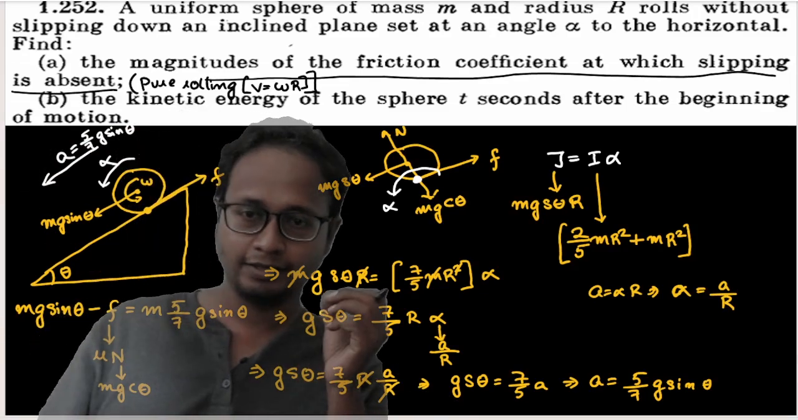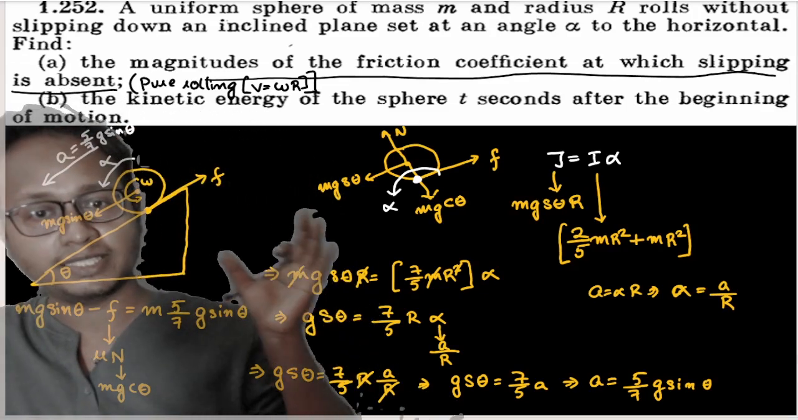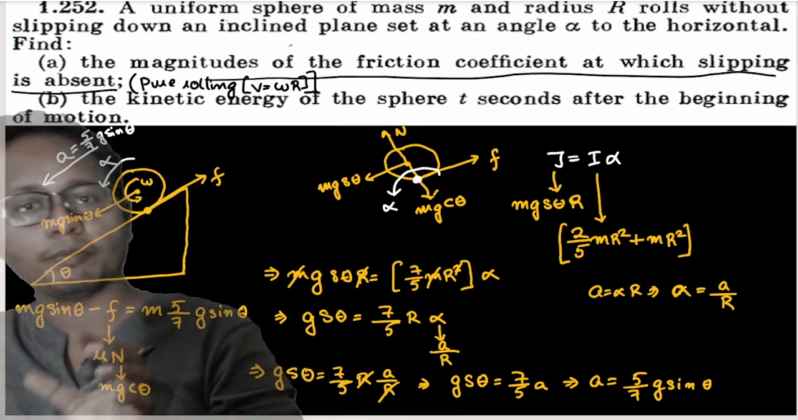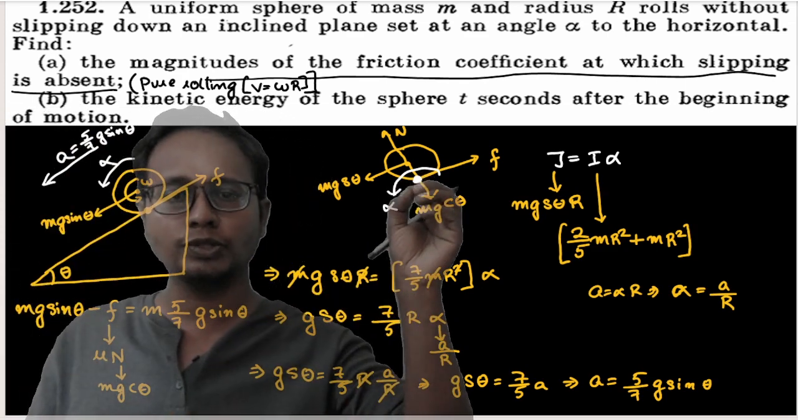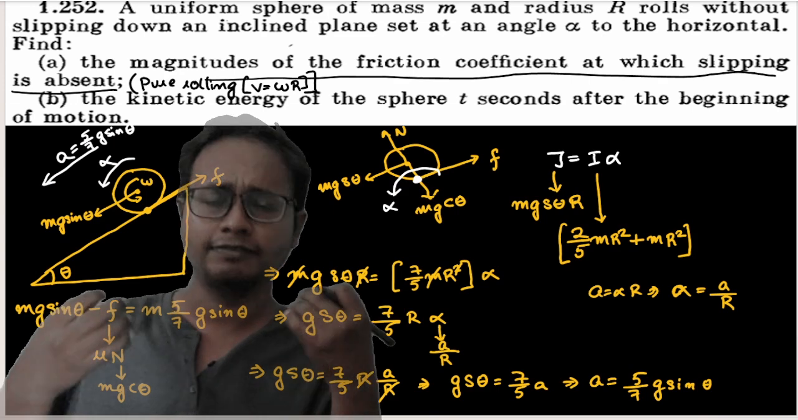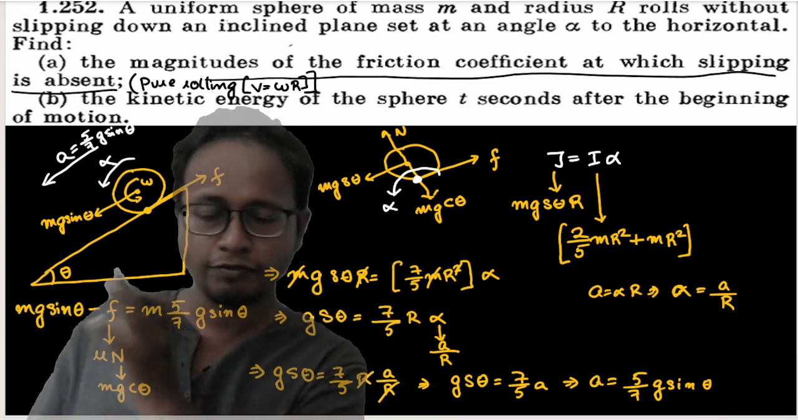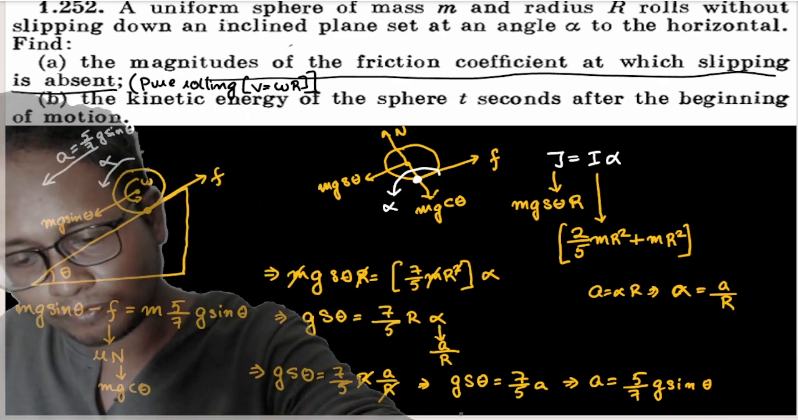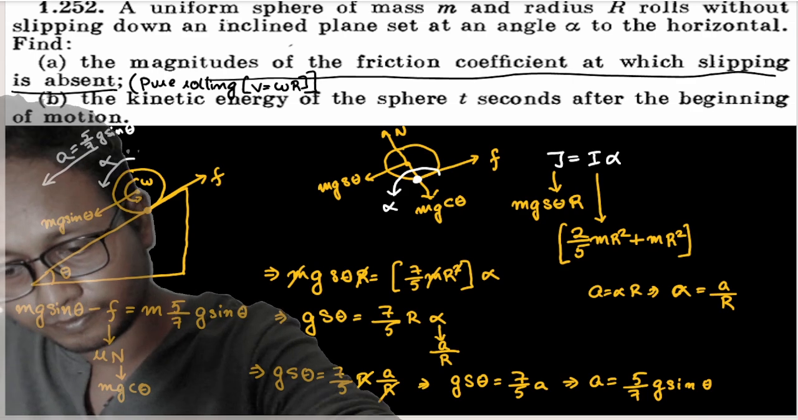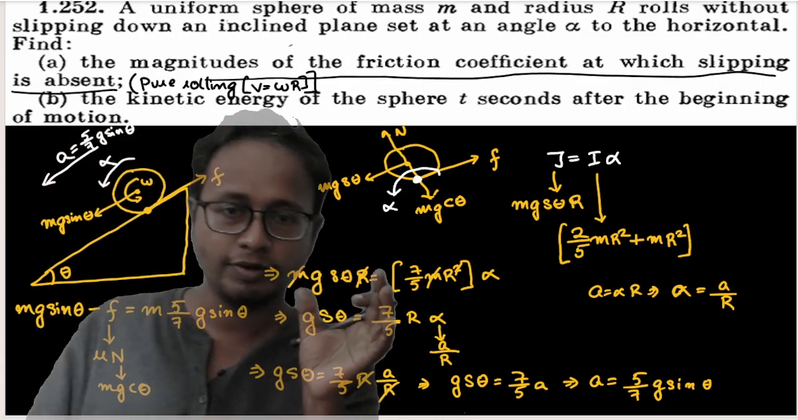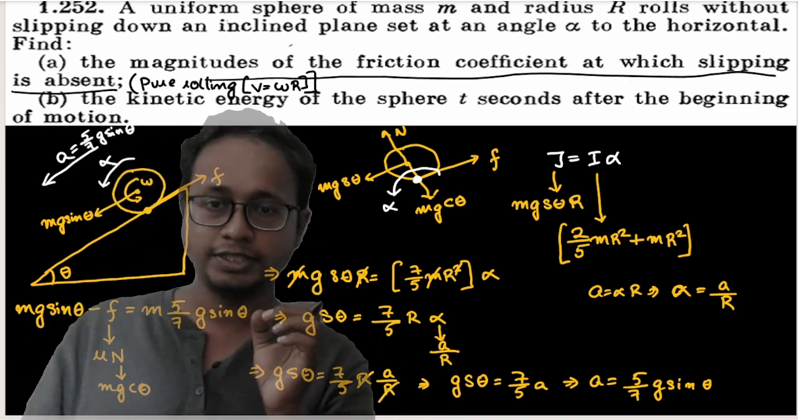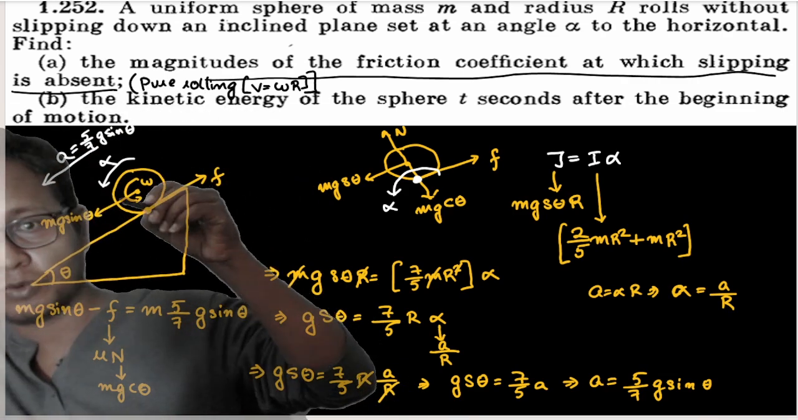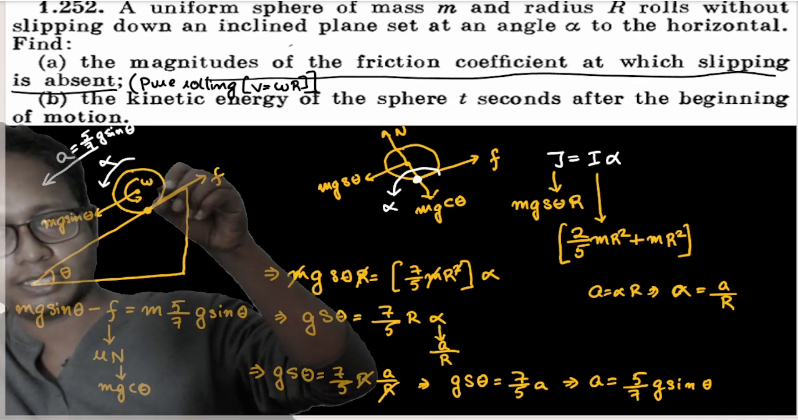Now you might say, sir, very good, but I have to solve the same problem from the ground frame of reference. That means I do not want to use the instantaneous axis of rotation. I'll say fair and fine. Okay, let's do it from the ground frame of reference. From the ground frame of reference, my axis of rotation would pass through the center of the sphere, isn't it?